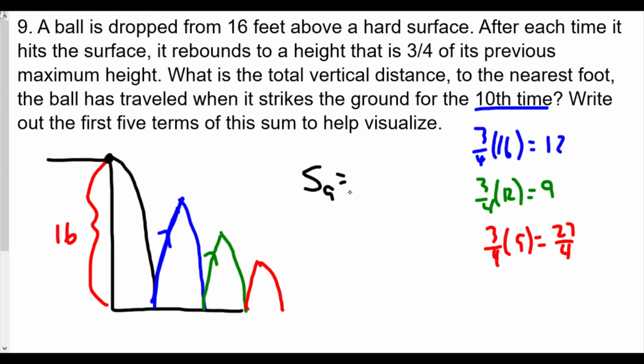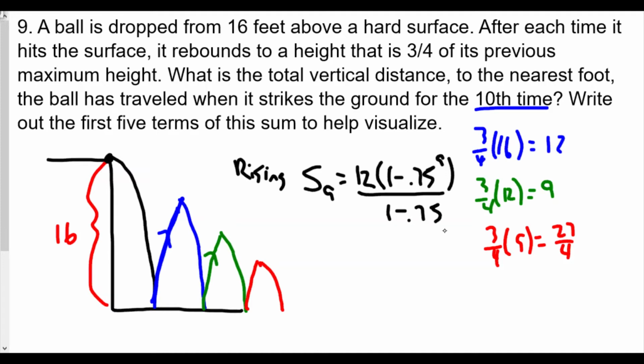And our first rising part, this is the rising. The first rising part would be, in this case, A1 would be 12. Our R value is going to be 3/4, so 0.75 to the 9th power over 1 minus 0.75. So that would be all the rising.